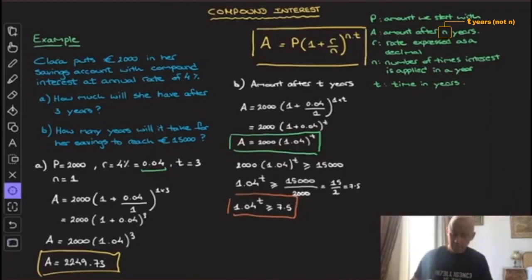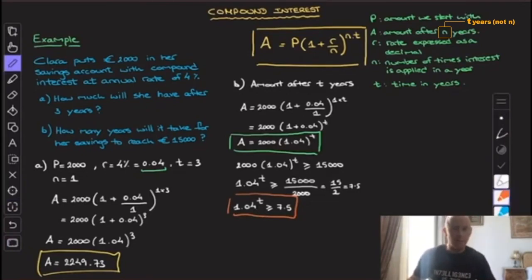If I apply logs to both sides of this, I'll be able to extract the exponent t. Here's what I mean. I'll go ahead and apply log, and again, as we did in our previous classes, I'm going to work in base 10, and I'll remind you of why I always do that with the calculator in just a minute. If I write log base 10 of 1.04 raised to the power of t is greater than or equal to log base 10 of 7.5.